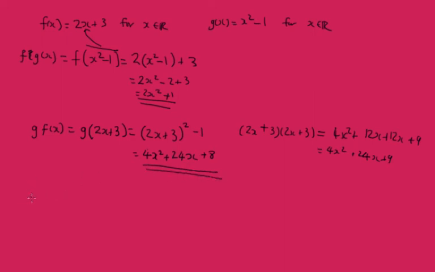And lastly, we're going to do f of f of x. So we're going to take f of 2x plus 3, which will be 2 times (2x plus 3) plus 3. So it's going to be 4x plus 6 plus 3, and that'll be 4x plus 9. There we go. Let's do another example.